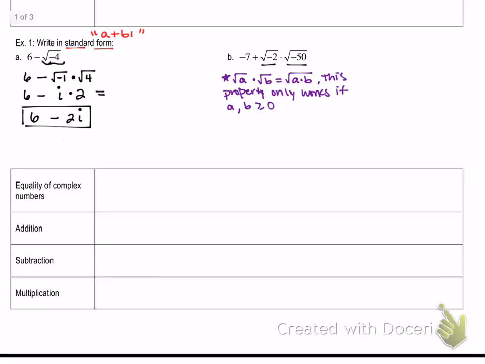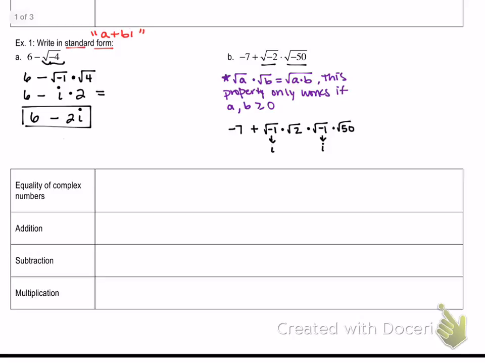So we have to solve it using the same strategy that we did in part A. So I would have negative 7 plus, and now I'm going to take out the negative from radical 2. So I'm going to have the square root of negative 1 times the square root of 2. And then I'll do the same for the square root of negative 50 and separate it as the square root of negative 1 times the square root of 50. All right, so both of my square root of negative 1s will simplify to i.